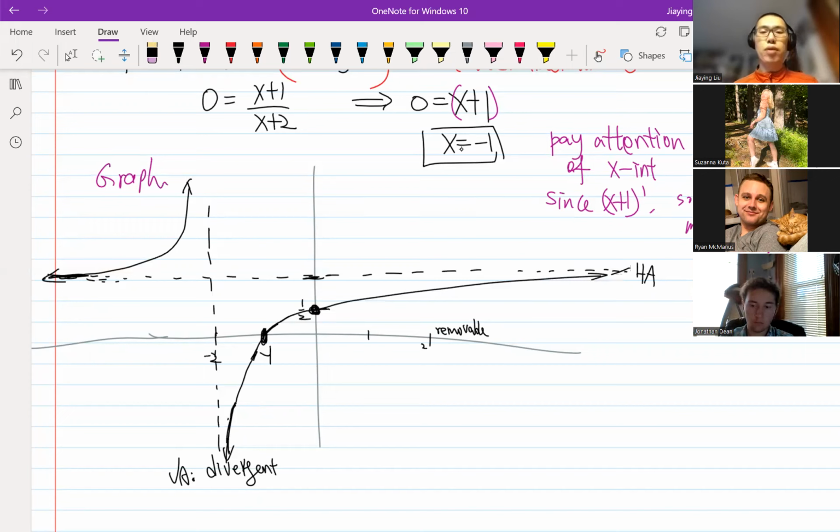And then remember there's one more thing, which is the removable discontinuity at x equals 2. So we just need to put a circle here. So this point is actually not on the graph. So I'm going to erase this point and then put a circle. So that's how we draw the removable discontinuity. It's just a hole on the graph. One point is missing. All right, any questions about graphing this?